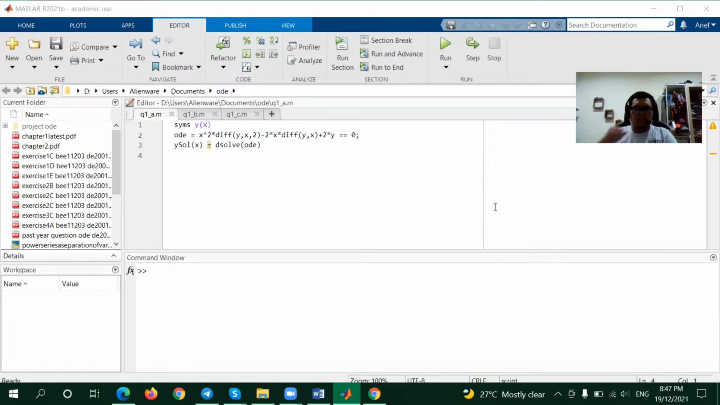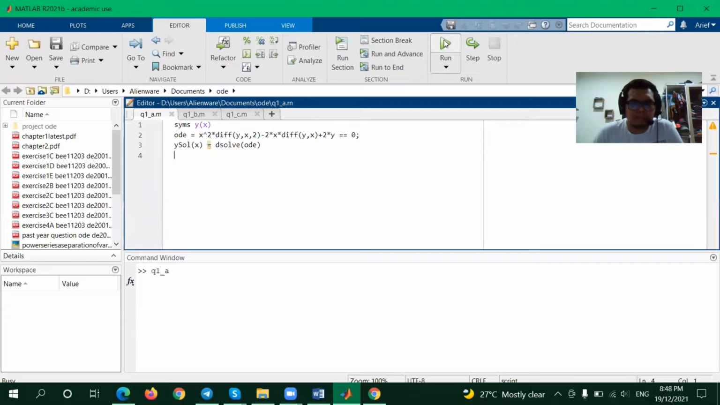So I'm doing question 1. This is the MATLAB simulation for question 1A. As you can see, this is the formula that I put in MATLAB, and I'm going to run it. This is what I get from the simulation. This is the answer for question 1A.